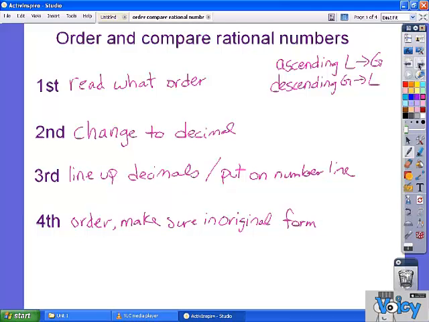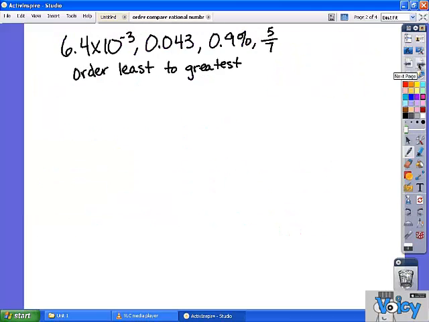Alright, first example, we're going to go least to greatest. So remember, we've got to put all these numbers into decimal form. So 6.4 times 10 to the negative 3. We just talked about that yesterday. Go ahead and actually type it in. 6.4 times 10, the y to the x key, 3 negative, equals.